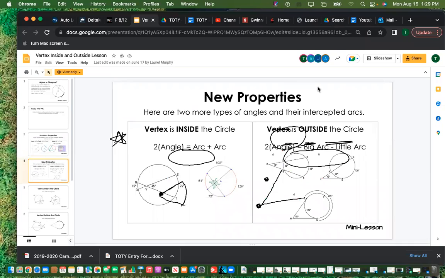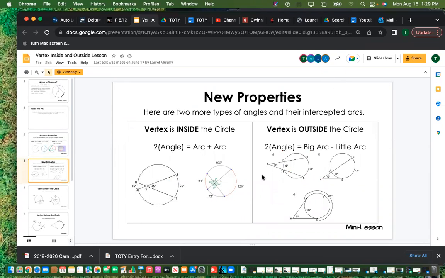So here are new properties. These are the ones that I want you to write down. If the vertex is inside the circle, you're going to do 2 times the angle equals arc plus arc. You're also going to see this as arc plus arc divided by 2, and that's going to equal the angle. And that's inside the circle.